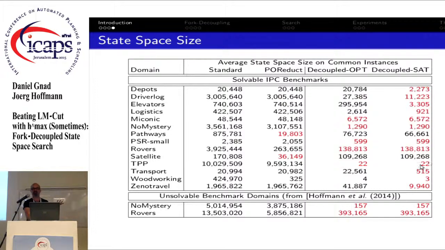Have you noticed TPP already? Unsolvable no mystery also is fun. Now, there are some caveats here, and I'll get to those later. For the moment, let me just explain what this thing does. So how do we achieve this reduction?